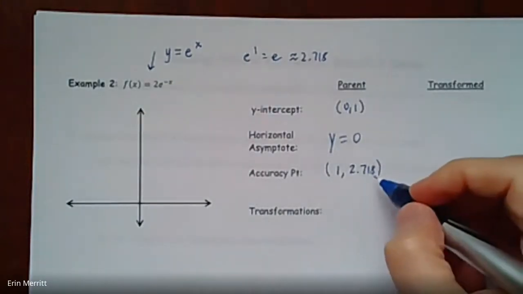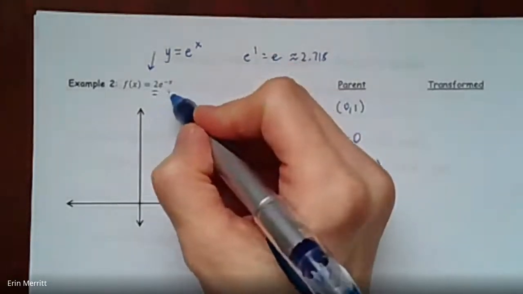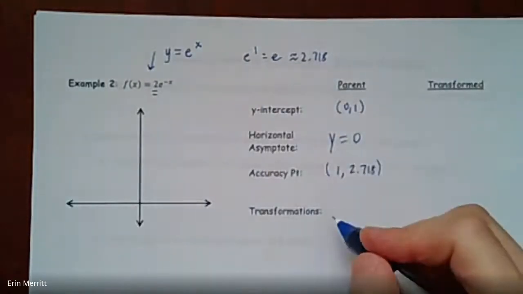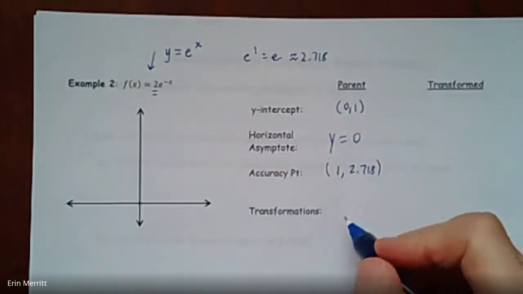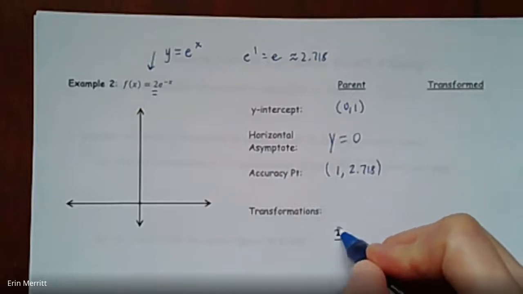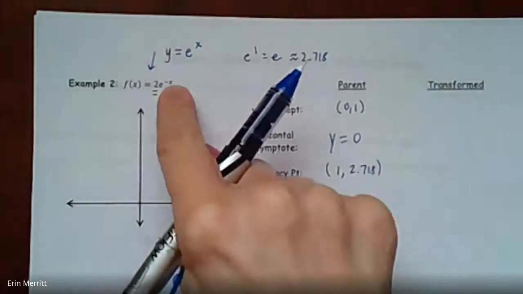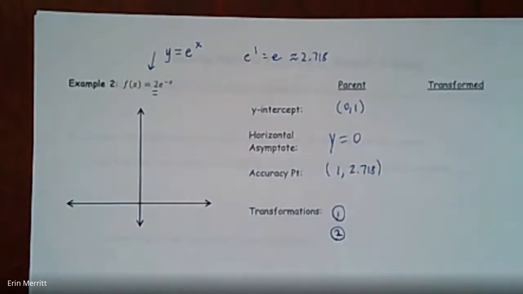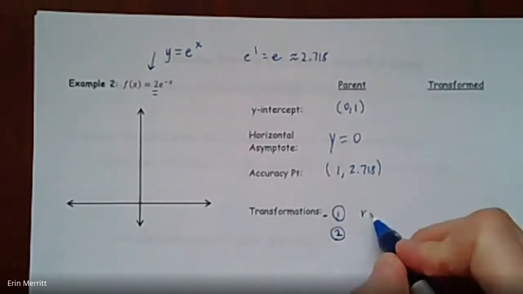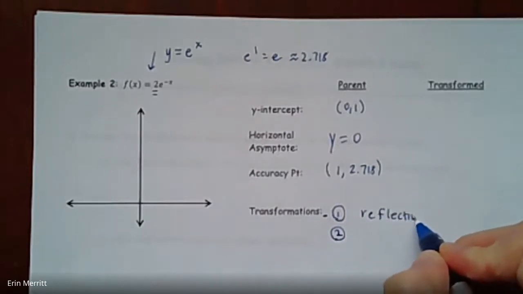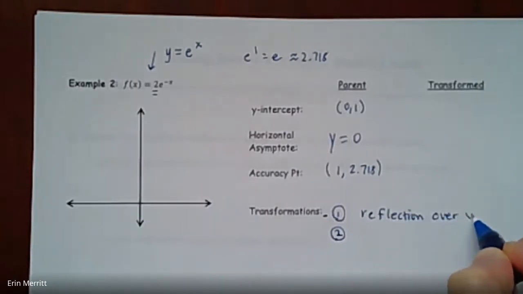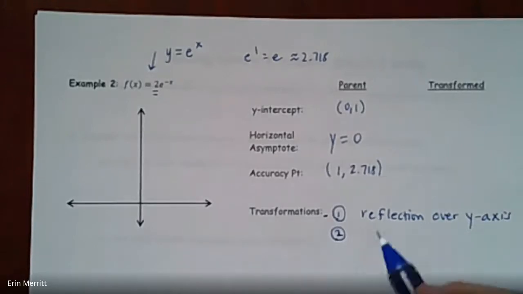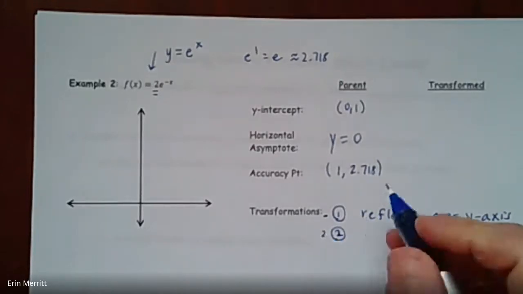All right, what are the transformations happening here? Well, I wanted to look at this one because they're a little different. The 2 in front would be a stretch, but I want to start closer to the variable. That negative in front of the x, that's a reflection over the y-axis. We don't see that one all the time. The 2 in front, that's a vertical dilation.